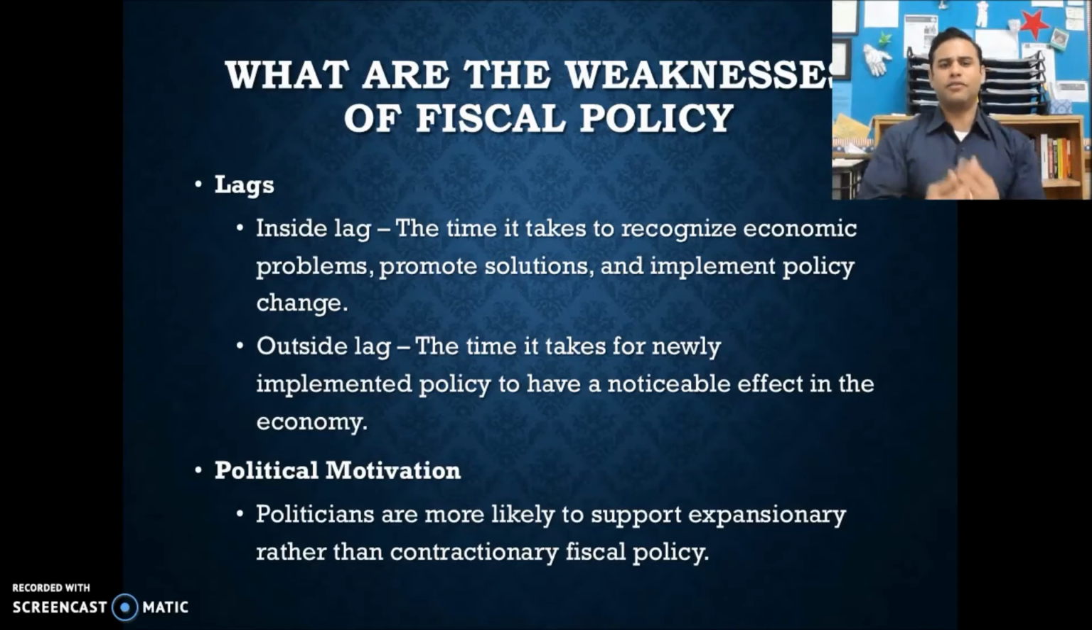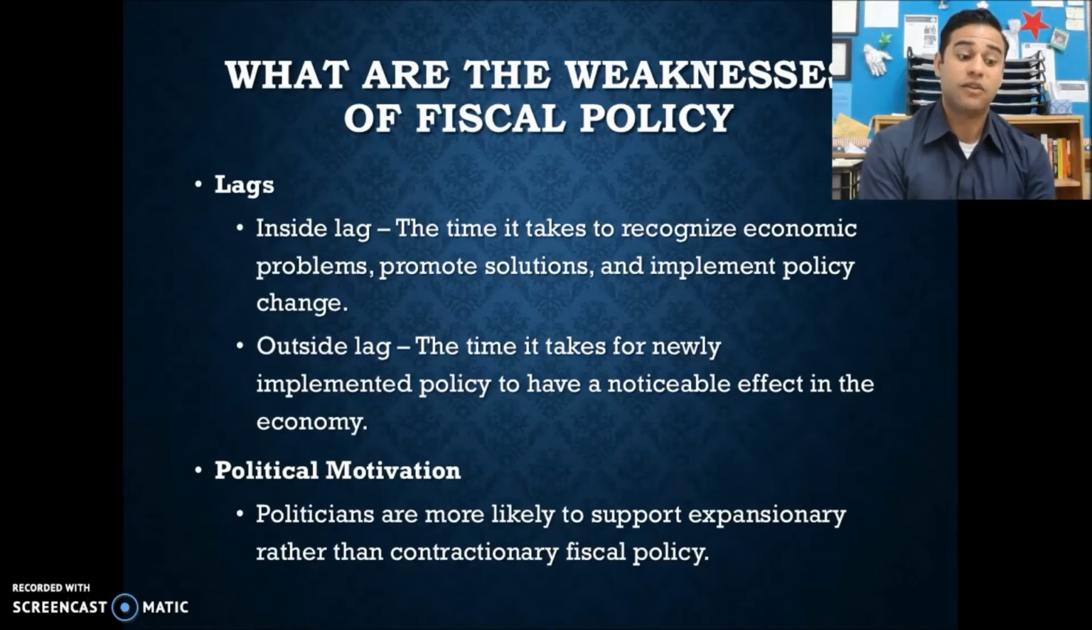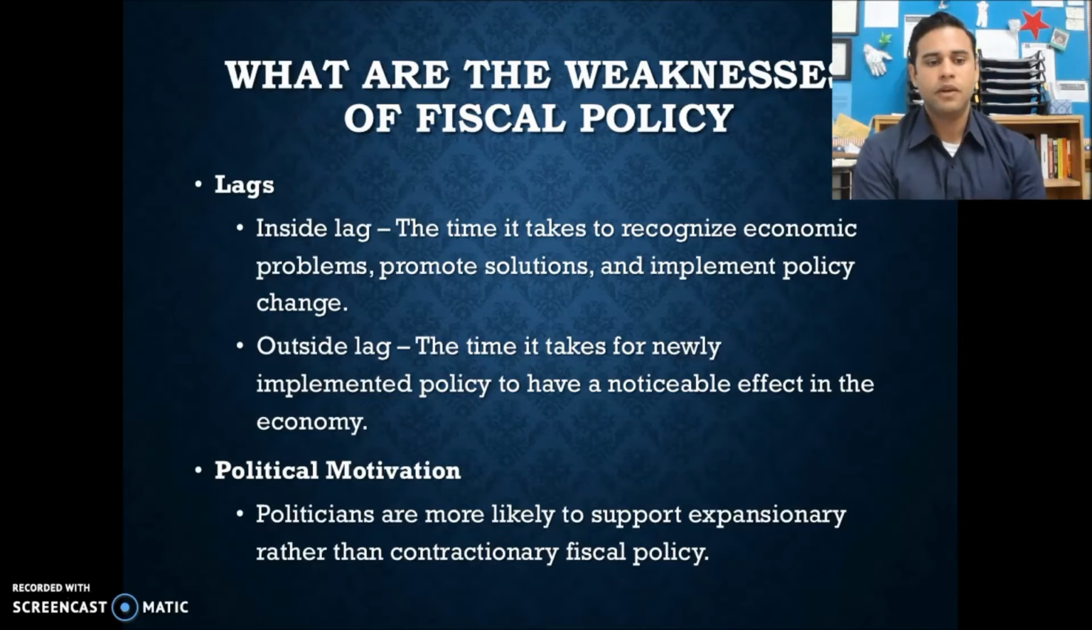So there's this huge political hurdle to ever doing counter-cyclical policies that are contractionary. And it seems, and kind of history bears this out, that we only do expansionary fiscal policy and we never do contractionary fiscal policy. Now, we do need to understand why that's a problem. And maybe you've already noticed this.